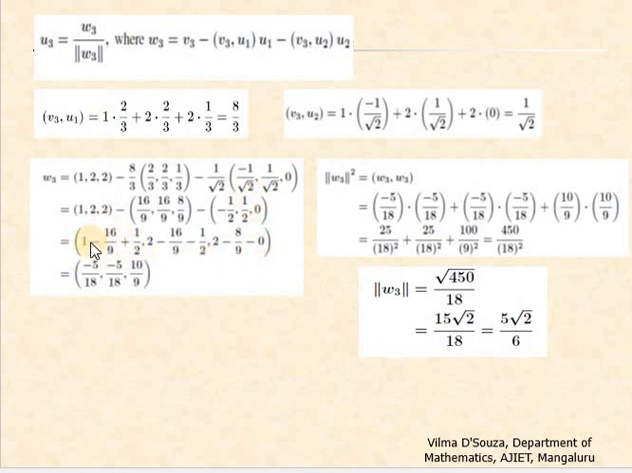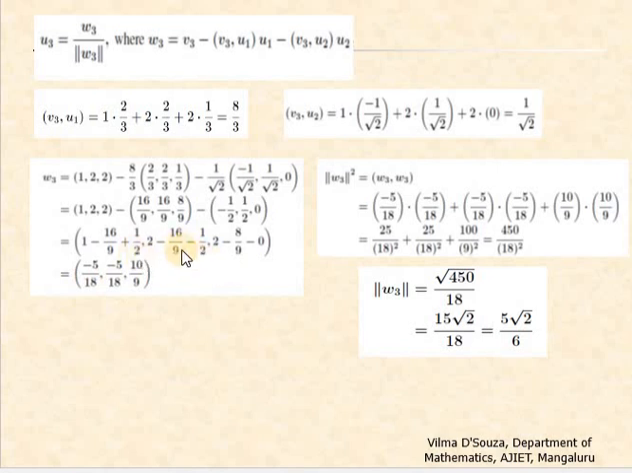Okay, so simplify the first term. You can take the common denominator as 18. So the first term is 18 minus 32 plus 9. The second term is 32, not 38. 18 plus 9 is 27. 27 minus 32 is minus 5. So minus 5 by 18.